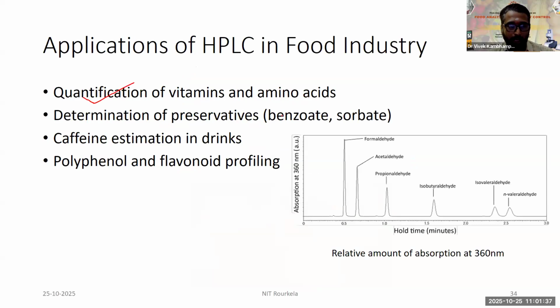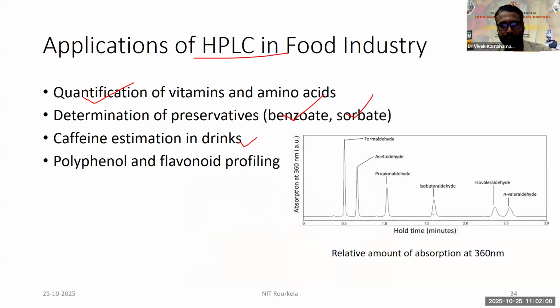These are the applications of HPLC: quantification of vitamins and amino acids, determination of preservatives. If you have fruit juice, sodium benzoate or sorbate, you can identify these preservatives with this particular HPLC method. Caffeine estimation in drinks is possible. And then phenol and flavonoid profiling.